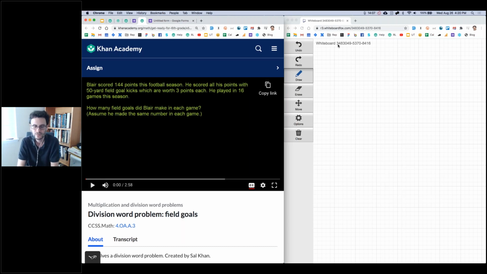So they have some extraneous information. He scored all his points with the 50-yard field goal kick. So students are going to look at that number and wonder, what do I do with that 50? Field goals are worth 3 points each. He played 16 games. All his points were field goals. How many field goals did he make in each game?